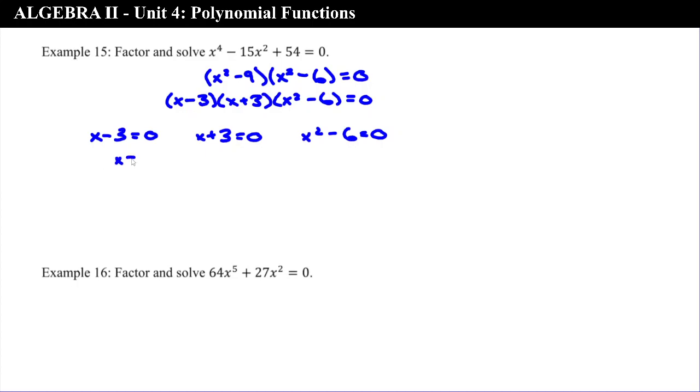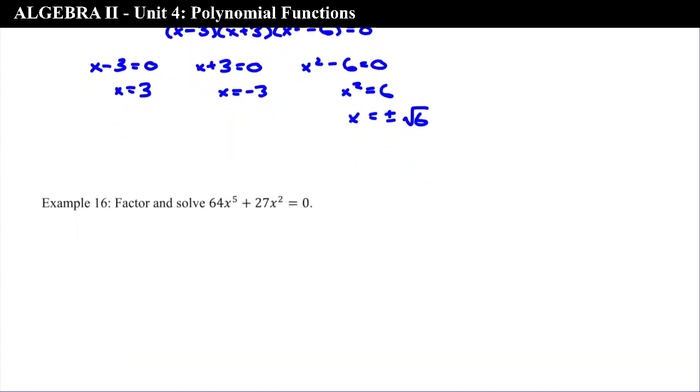First one, we get x equals 3. On the second one, we get x equals negative 3. And on the third one, we get x squared equals 6. And we take the square root of each side. It gives us x equals plus or minus square root of 6. So our highest power is 4. And we indeed have 4 answers. And in this case, they're all real. So that means that this particular function will cross the x-axis all 4 times.